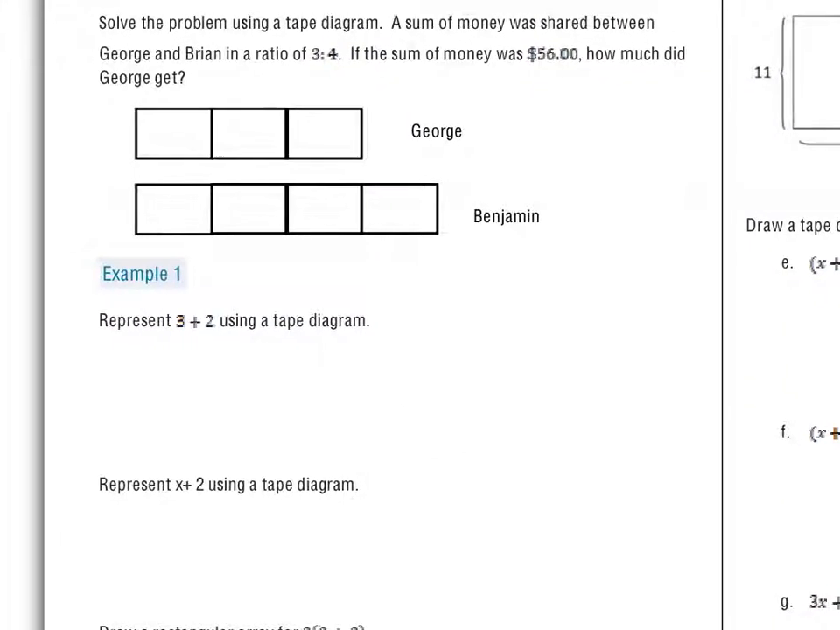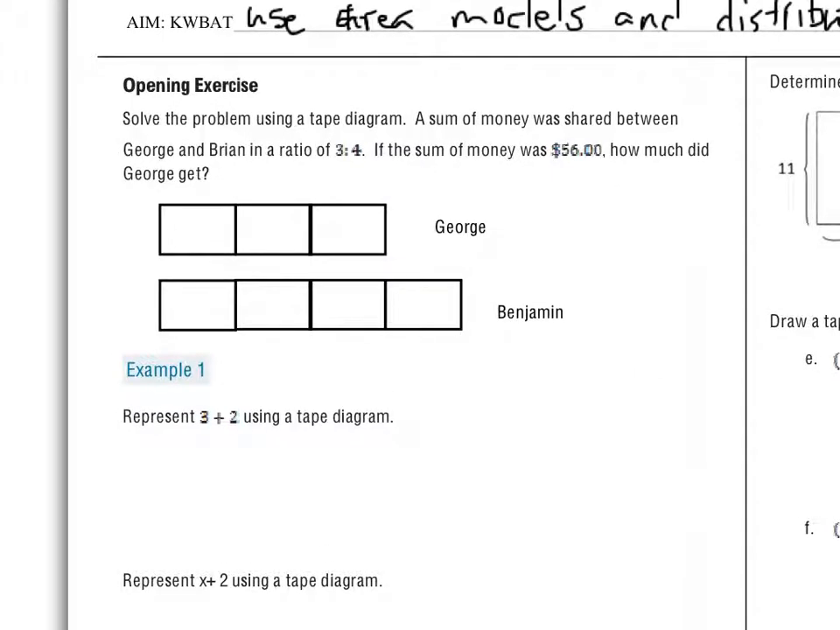So as we come down, just to get our brains going about what some of these visuals look like, we're going to use a tape diagram. It tells us the sum of money is shared between George and Brian in a 3-to-4 ratio. So you can see our tape diagram has 3-to-4 for George and Brian. If the sum of money was $56, how much did George get?